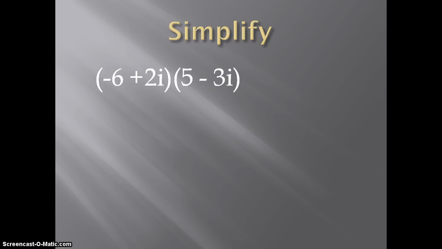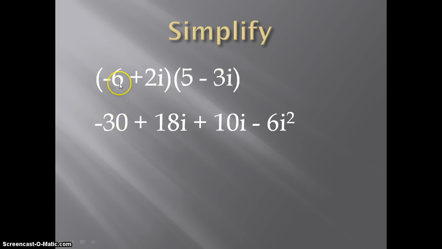Let's look at another example here. I have the quantities negative 6 plus 2i times 5 minus 3i. I'm going to go through the FOIL, so I need to multiply the first two terms. Negative 6 times 5 gives me negative 30. Negative 6 times negative 3i gives me positive 18i. Positive 2i times 5 gives me 10i. Positive 2i times negative 3i gives me negative 6i squared.